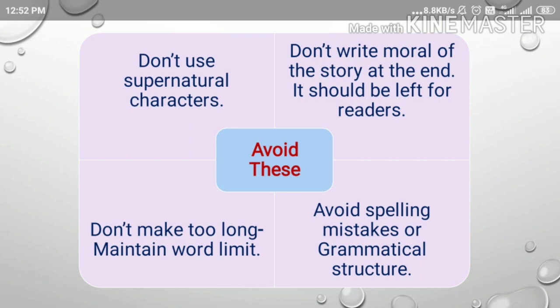Now avoid these things while you write a story. First, don't use supernatural characters. Next, don't write the moral of the story at the end. It should be left for readers. Next, don't make it too long, maintain the word limit. And finally, avoid spelling mistakes or grammatical mistakes in your sentences.